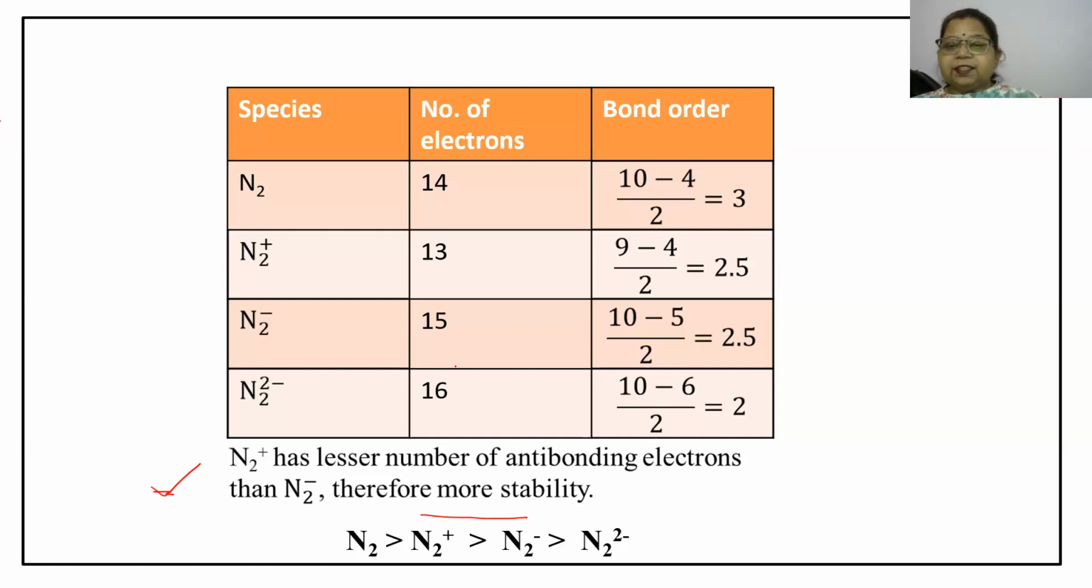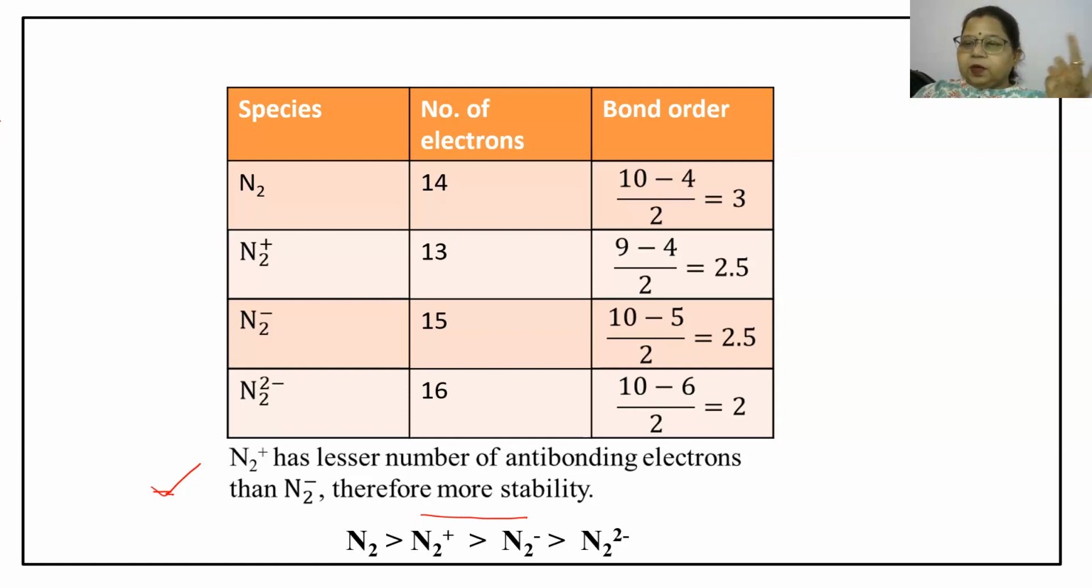That means lesser means how many it has? N2 plus 1 has got 4 electrons in anti-bonding, whereas N2 minus 1 has got 5 in anti-bonding orbital, right? And the anti-bonding orbitals, as we have discussed in the last class, are always causing instability, right? So lesser the number of anti-bonding orbitals, more will be the stability. I believe this point is clear.